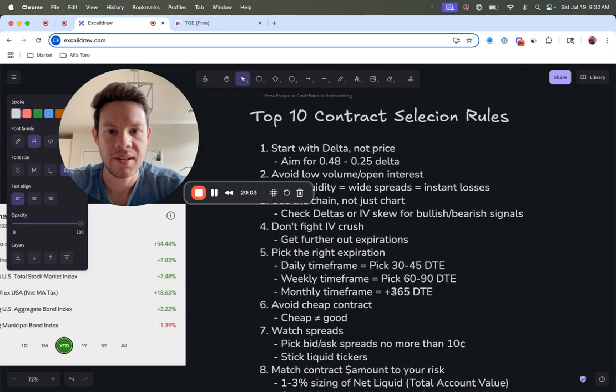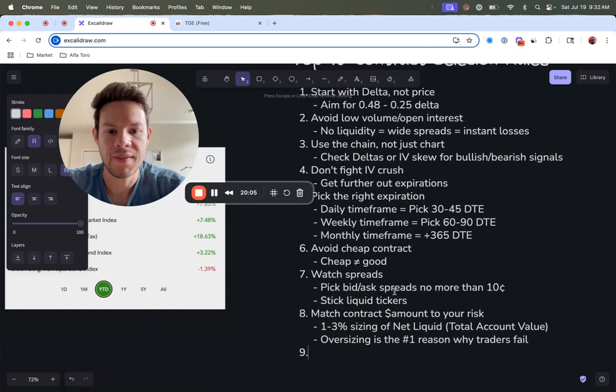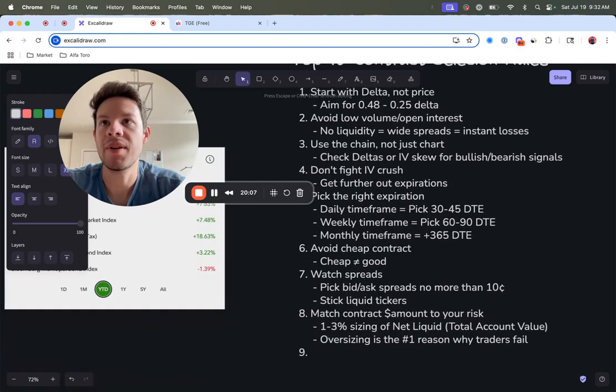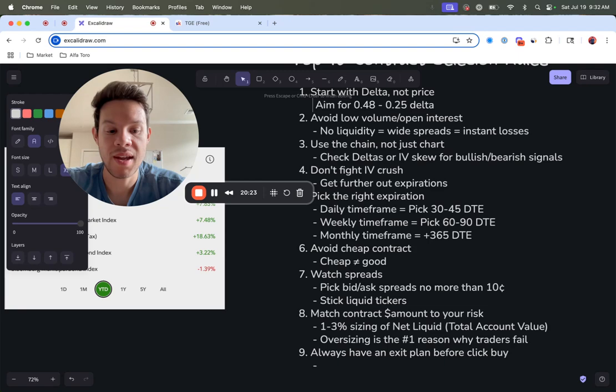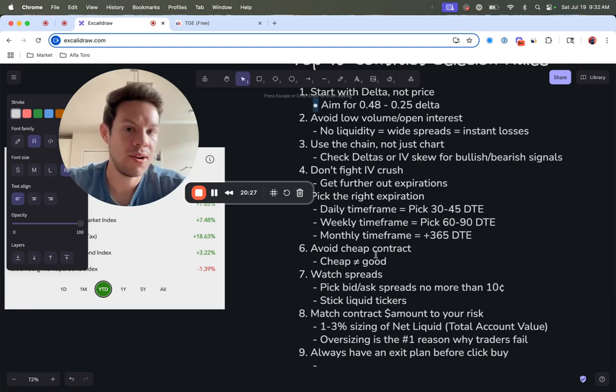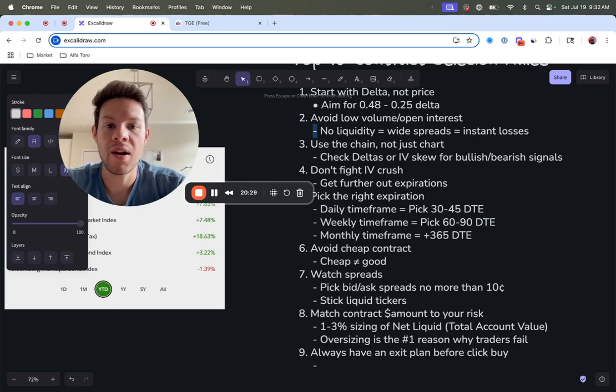Did I miss a number here? Let's see, 1, 2, 3, 4, 5, 6, 7, 8. Okay, so number 10: always have an exit plan before you click buy. This is really important. I talk to a lot of traders, and they don't understand where they're going to exit.